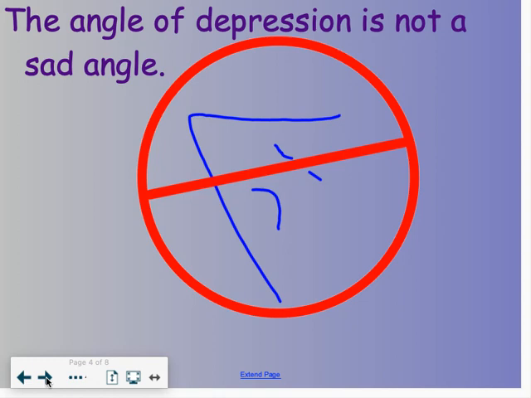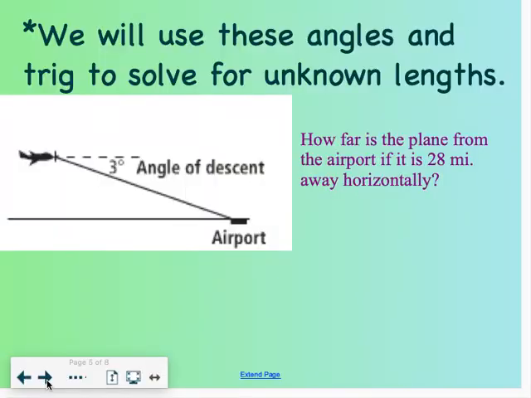It means an angle that is below the horizontal line. So what we're going to do is use what we've learned earlier in this chapter, using some trigonometry here to help us answer some questions. So first one here. We'll use these angles and trig to solve for unknown lengths.